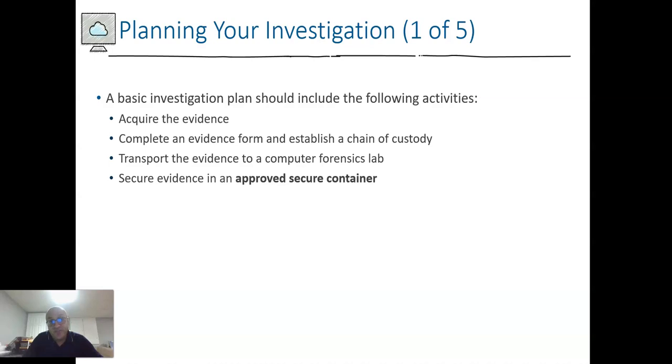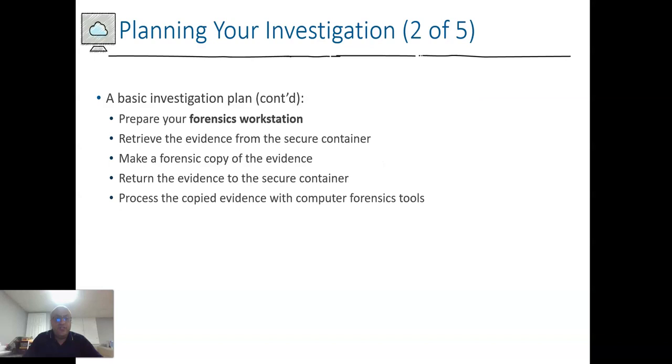A basic investigation plan should include the following activities: acquire the evidence, and how you can acquire and complete the evidence. When you acquire it, you say this evidence is complete now. Transport this evidence to your computer forensics lab. How can you do that? Then secure it. How do we secure this evidence so no one can play with it, accidentally or on purpose?